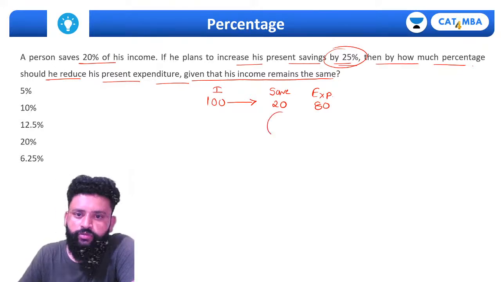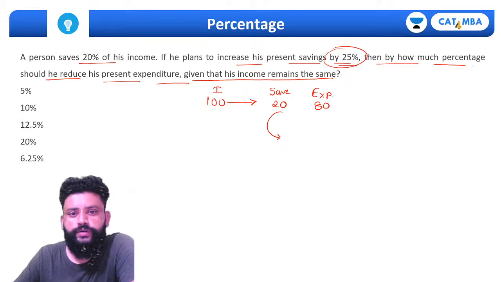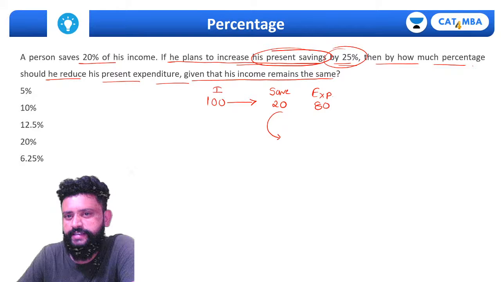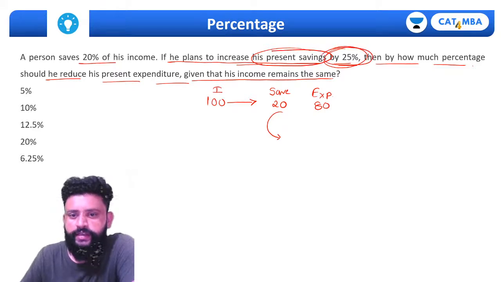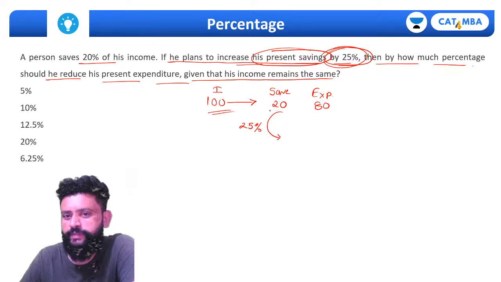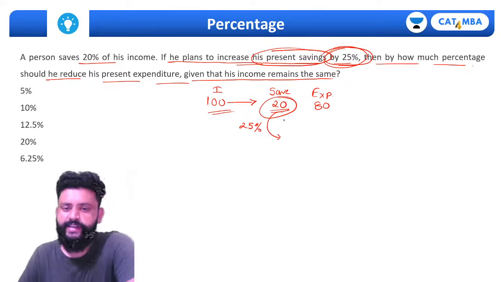Right, now he plans to increase his present savings by 20%. He wants to increase his savings by 20%, not 25, it's 20%. Oh, sorry, by 25%, right? He wants to increase his saving by 25%. 25% of what? 25% of 100 or 25% of 20? इसको increase करना है.